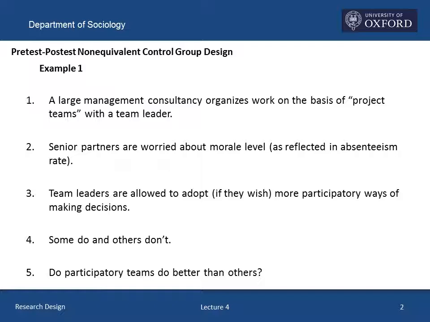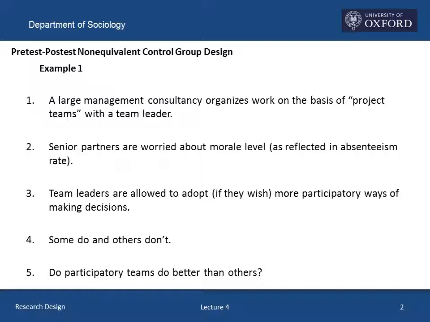Consider the following hypothetical example. A large management consultancy organizes work on the basis of project teams. Each team has a team leader. The senior partners are worried about morale levels in the firm. The decline in morale is indicated by increased absenteeism. They decide that the solution is to allow team leaders to adopt, if they wish, more participatory ways of making decisions. Some team leaders do this, and others don't.